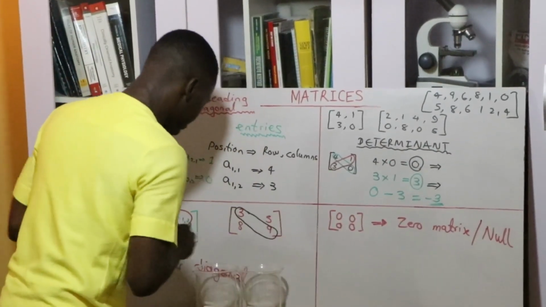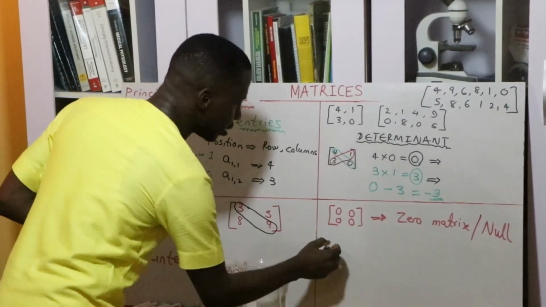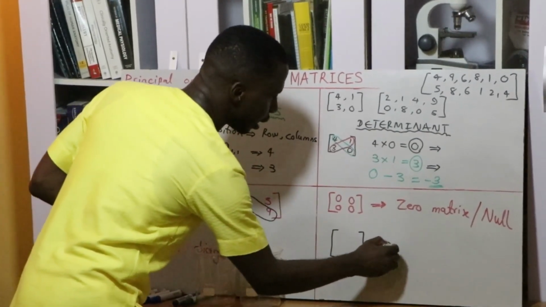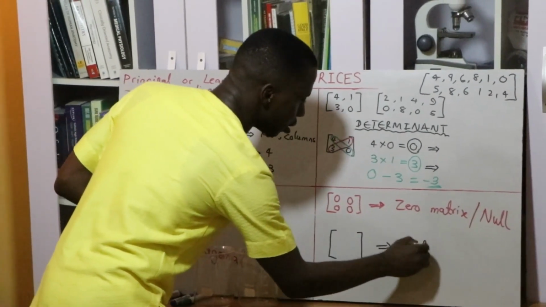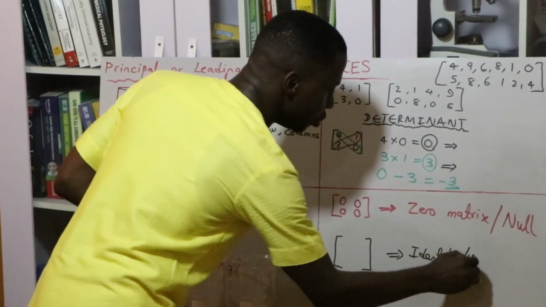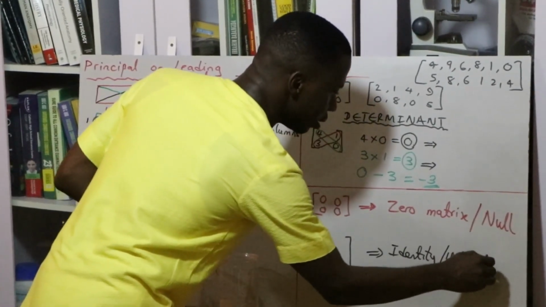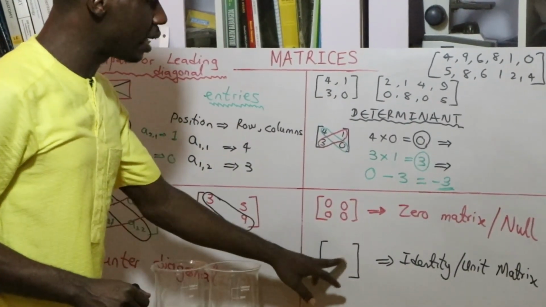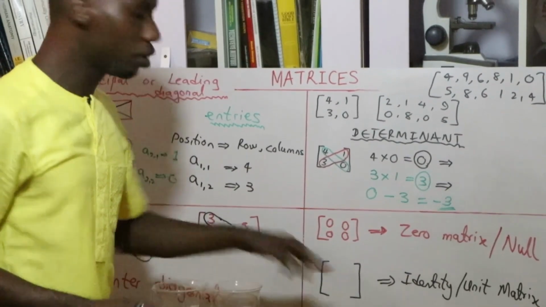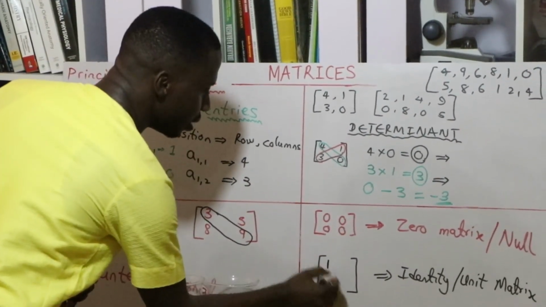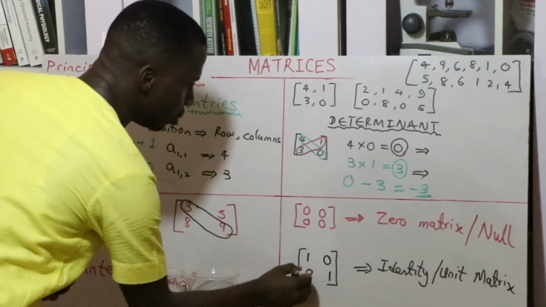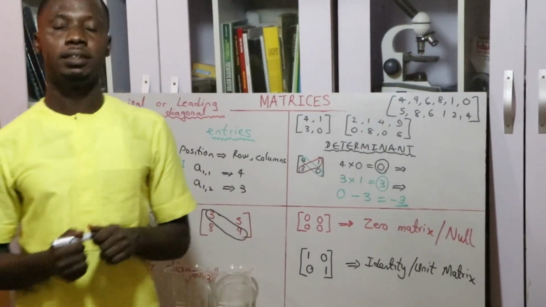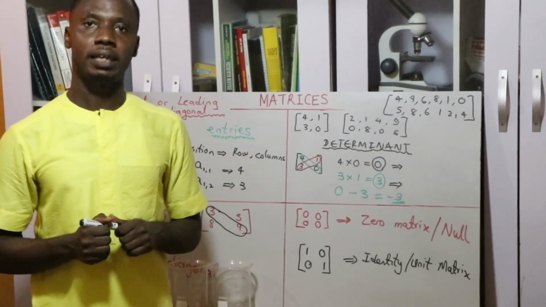Now, if we say that an identity matrix has a determinant of 1, let's say this is an identity matrix. You can also call it a unit matrix. Identity or unit matrix. If we say the determinant of an identity matrix has to be 1, that means it can only have this. The entries can only be this. Any other matrix that doesn't have these entries cannot be an identity matrix.